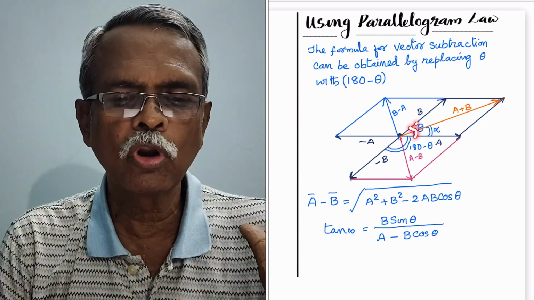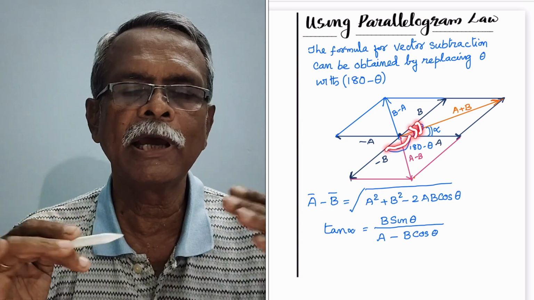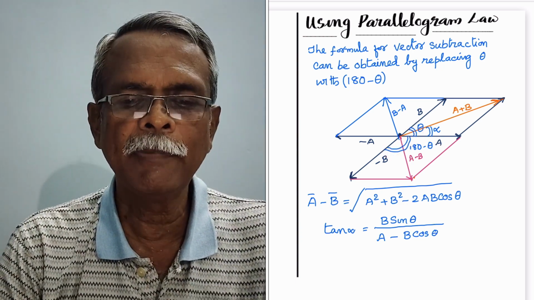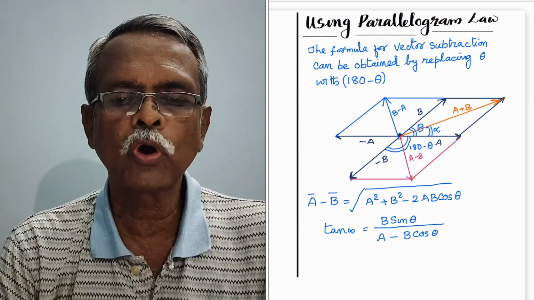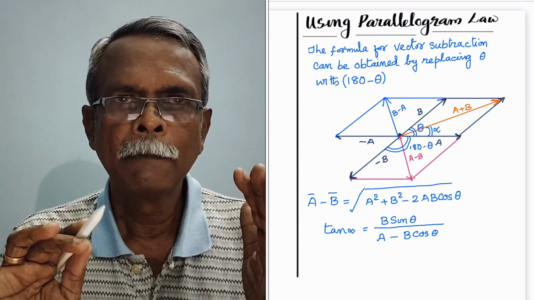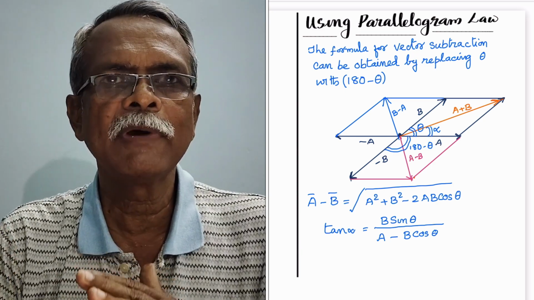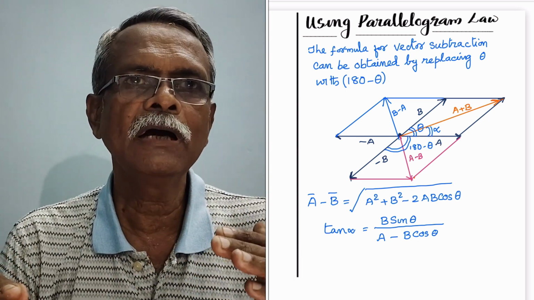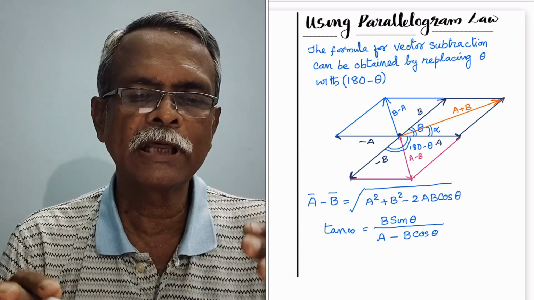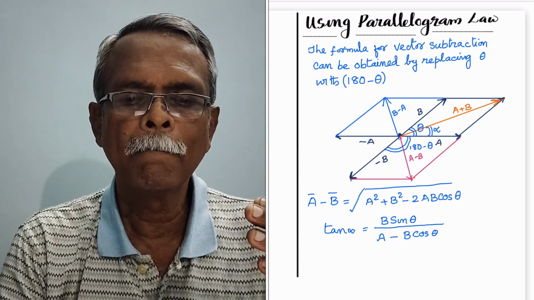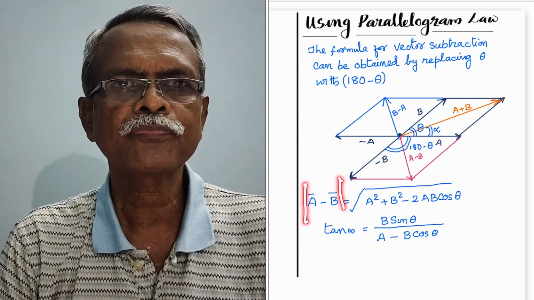So we can use the rule of parallelogram. The magnitude of A minus B will be the root of A square plus B square plus 2AB cos (180 minus theta). Cos (180 minus theta) is minus cos theta. Therefore, that is the square root of A square plus B square minus 2AB cos theta.